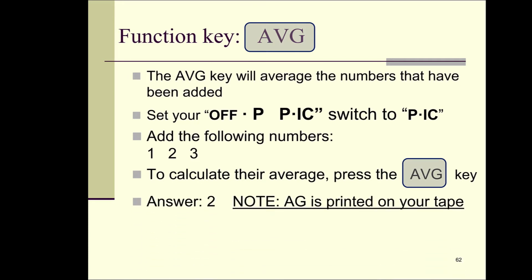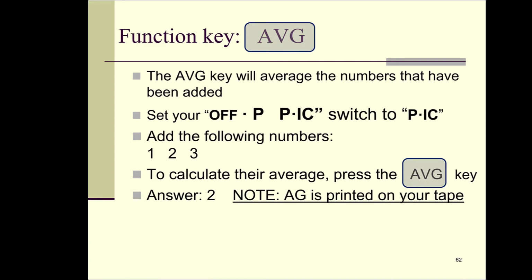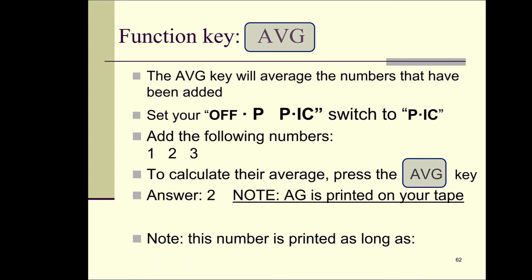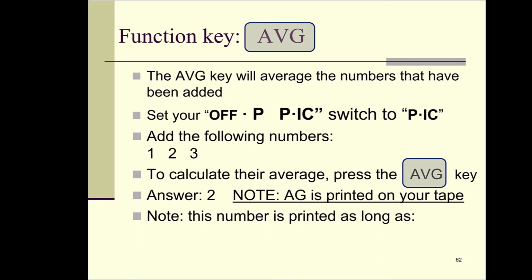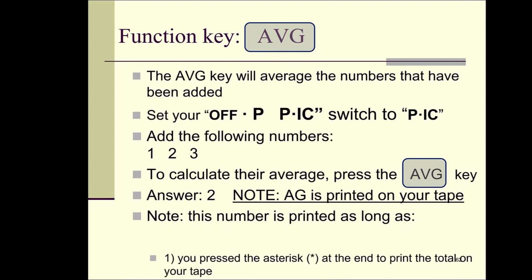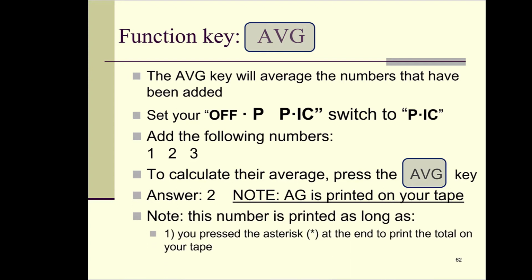And you should have an answer of 2. Notice that AG is printed on your tape. That stands for average. Now this number, the average of 2, is only printed on your tape if you have pressed the asterisk at the end of the addition problem, which you should always be doing, and as long as your on-off switch is set to p.ic.